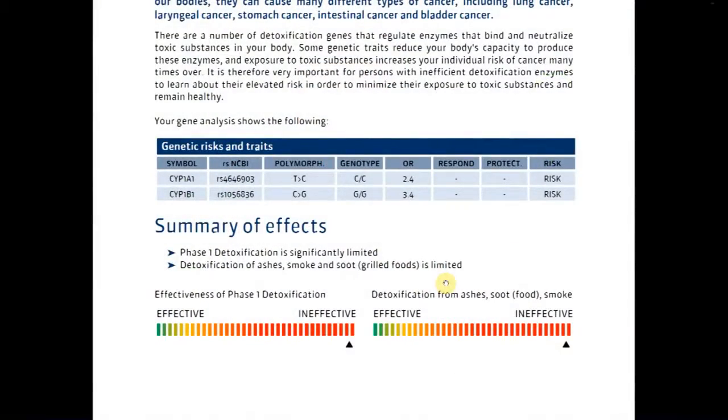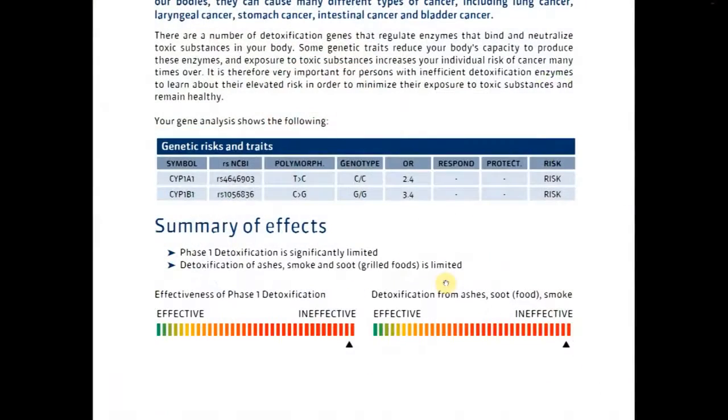So these 2 genes here are responsible for this detoxification. So I smoke a cigarette, the toxin gets into my body, these 2 genes recognize the toxin and neutralize it and prevent it from giving me cancer. In this case, both of the genes have a high odds ratio, meaning that they are defective and they increase the risk.